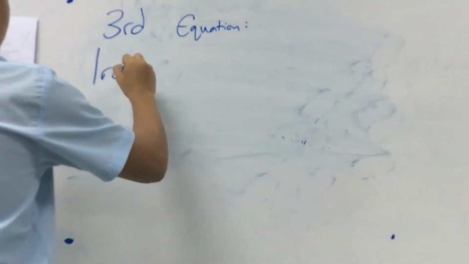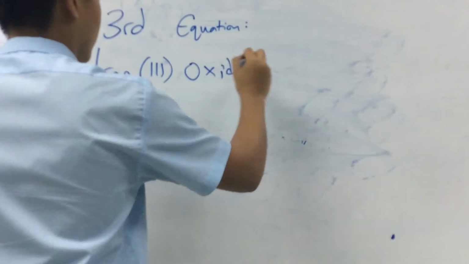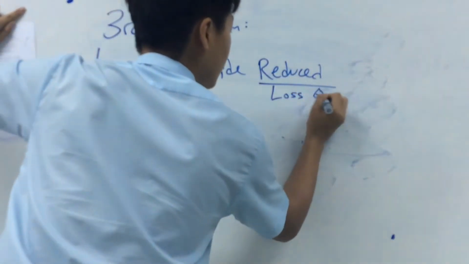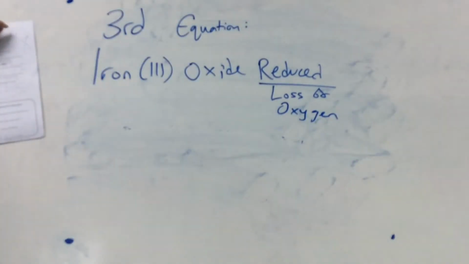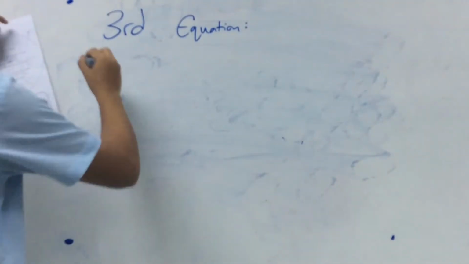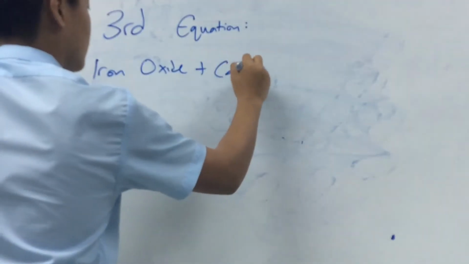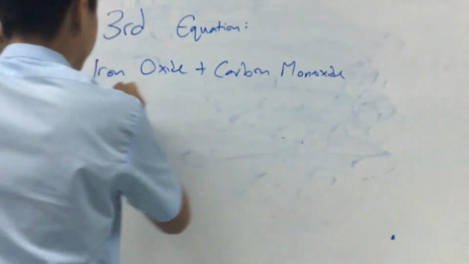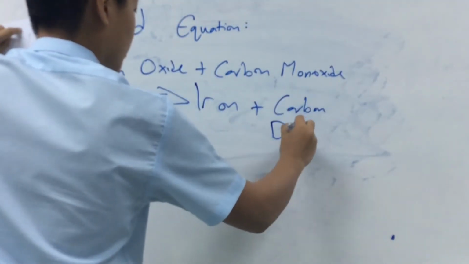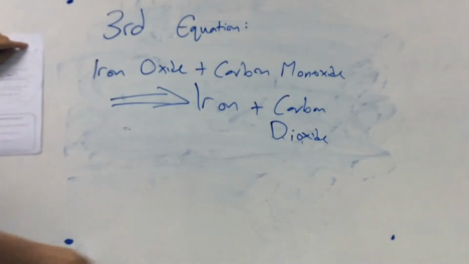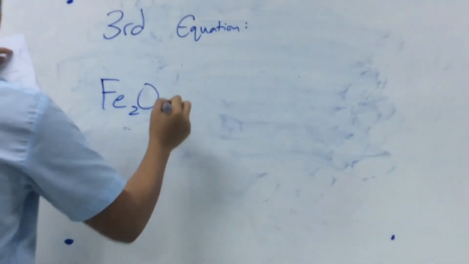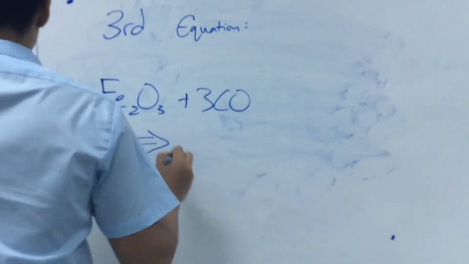The third equation consists of iron 3 oxide, which is reduced, meaning loss of oxygen. And this happens in a reaction between iron oxide and carbon monoxide. It becomes iron plus carbon dioxide. The iron oxide is reduced and the carbon monoxide is oxidized.